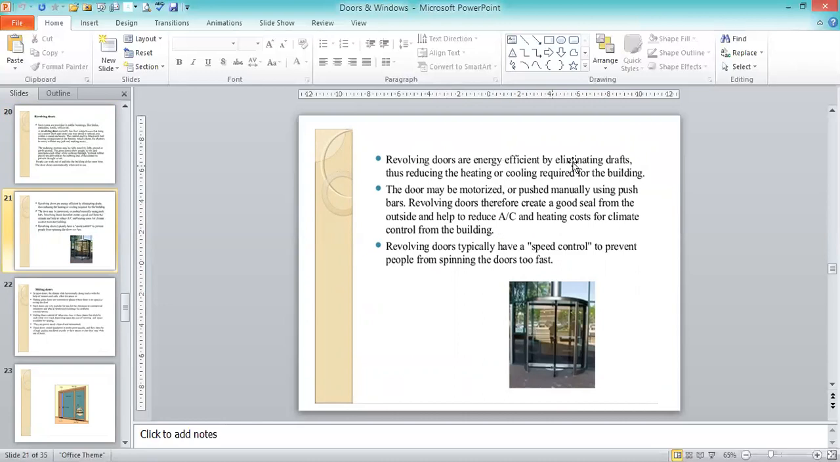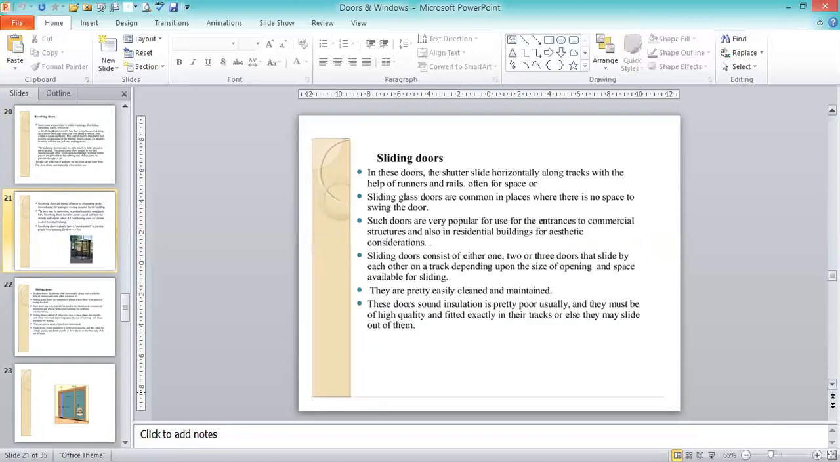Revolving doors are energy efficient, eliminating drafts. They reduce the heating or cooling required for the building. Revolving doors typically have a speed control to prevent people from spinning the doors too fast. Almost all these revolving doors can also be used in AC rooms, and we fit them there.